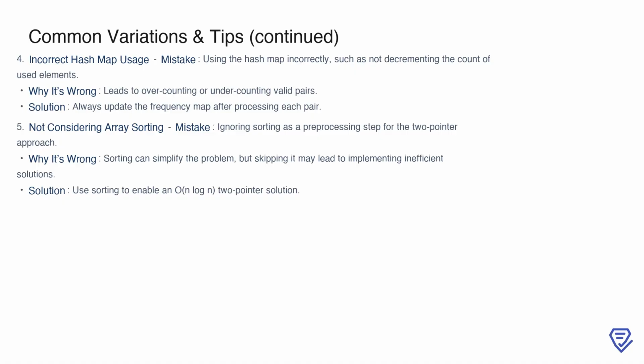For example, forgetting to decrement the frequency of an element after it has been used in a pair can lead to overcounting or undercounting valid pairs. It's essential to update the hash map correctly after processing each pair to ensure accurate results.